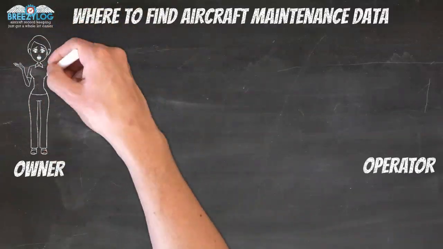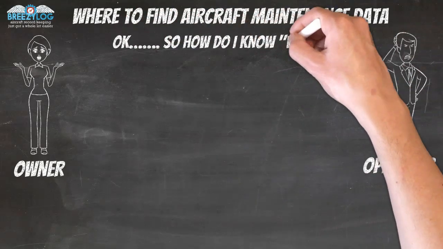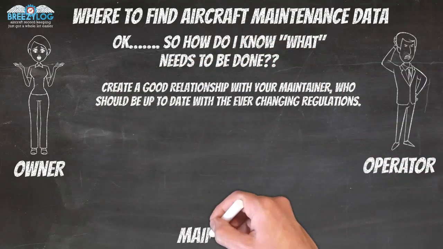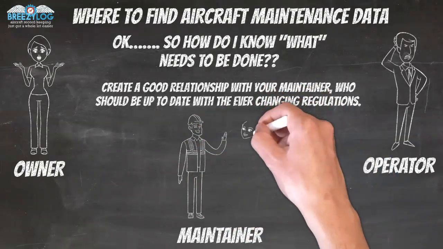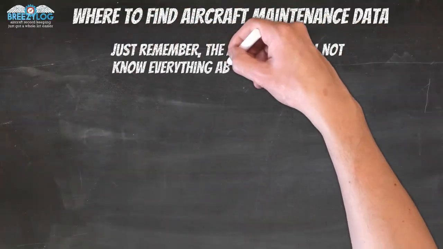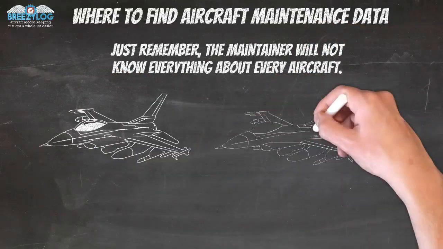As an owner or operator, you are probably asking yourself, how do I know what needs to be done? One way is to build a good relationship with your maintainer, who should be familiar with the ever-changing regulations. Just remember, the maintainer will not know everything about every aircraft.